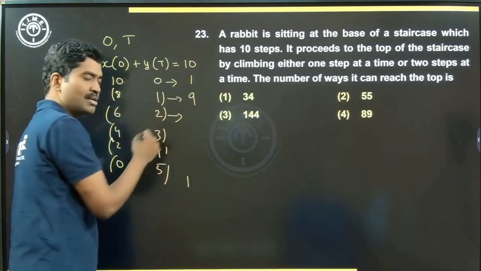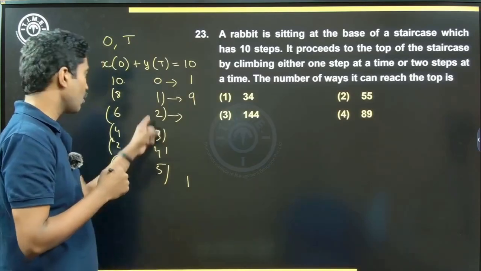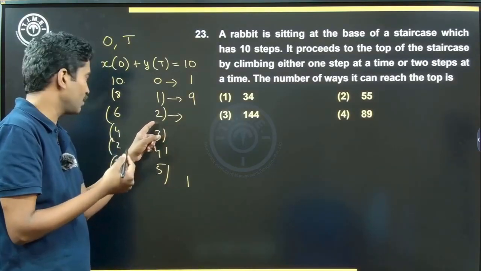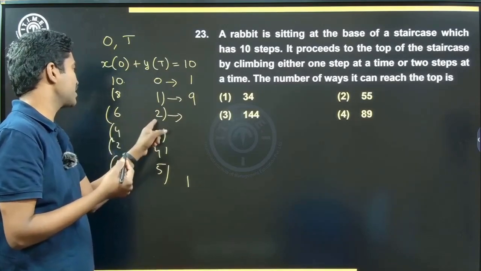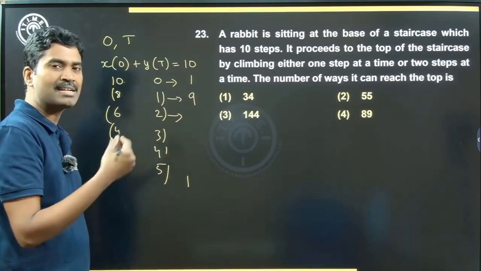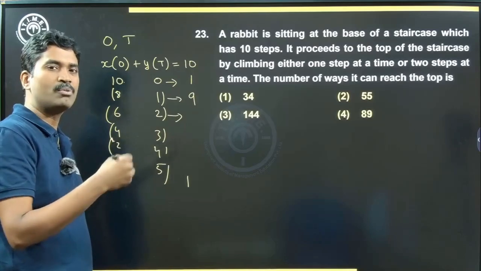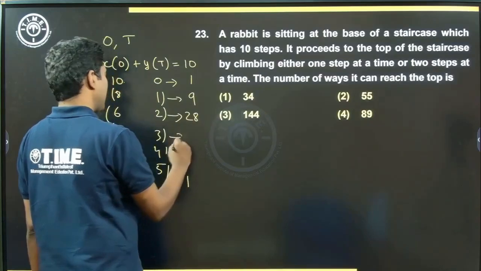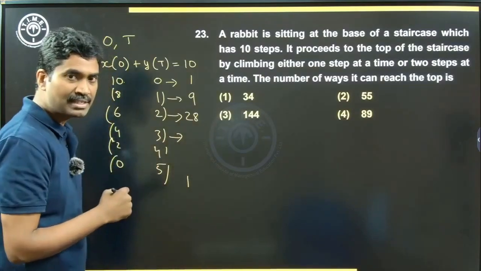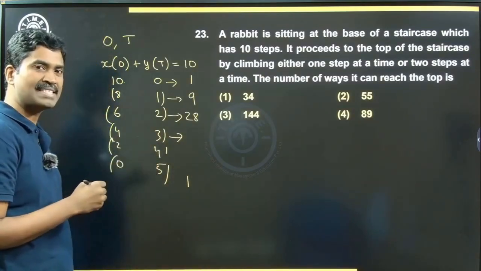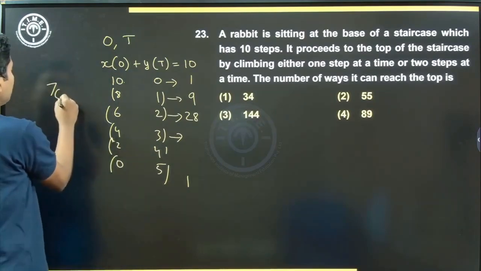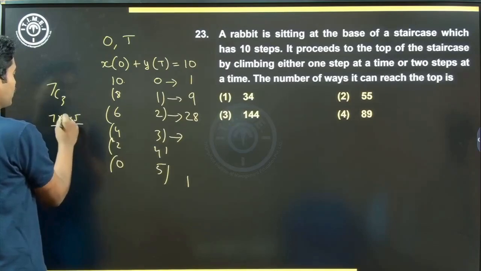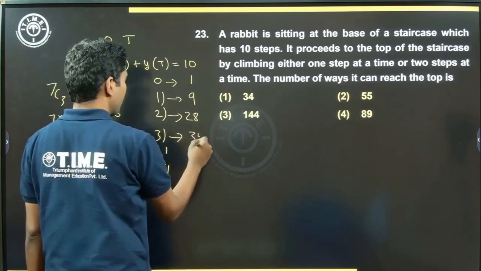Okay, what about this? Total 8 jumps. Out of those, 2 will be 2 steps. All the others will be single jumps or single steps. So total 8 steps. Out of them, select 2, 8C2, right? 8C2 would be 8 into 7, 56 by 2, 28. The next one, what is this? 7. Similarly, 4 plus 3, 7C3. So 7C3 would be 7 into 6 into 5 divided by 3 factorial 6. So that would be 35, right?